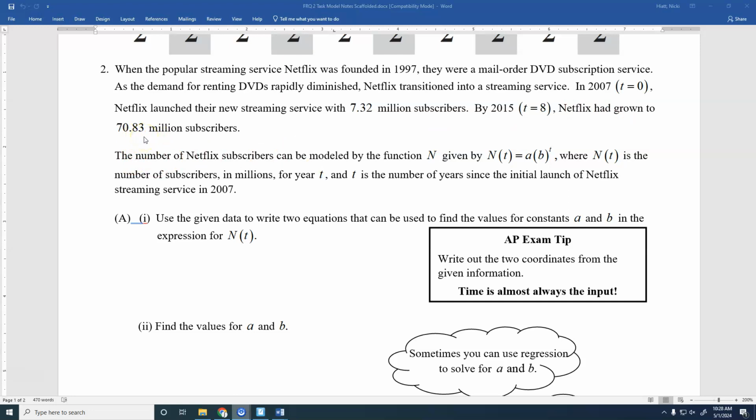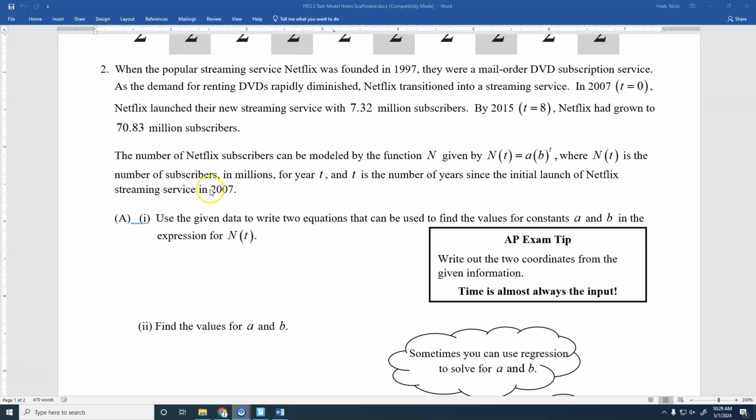The number of Netflix subscribers can be modeled by the function N of T equals A times B to the T, where N of T is the number of subscribers in millions for year T, and T is the number of years since the initial launch of the Netflix streaming service in 2007.